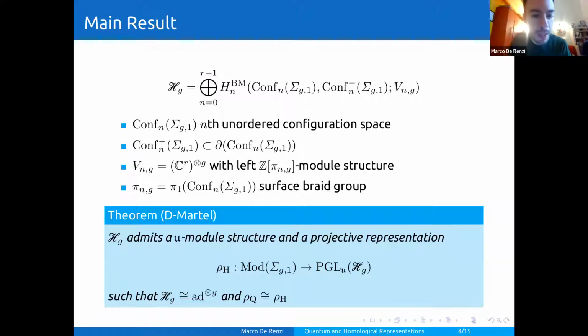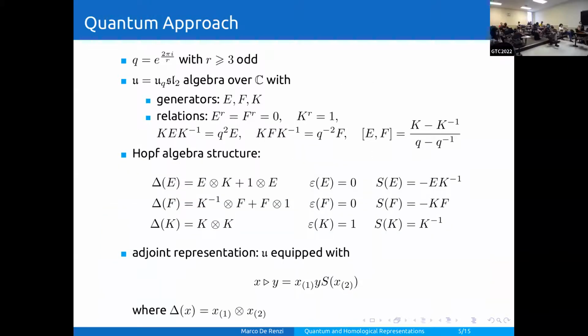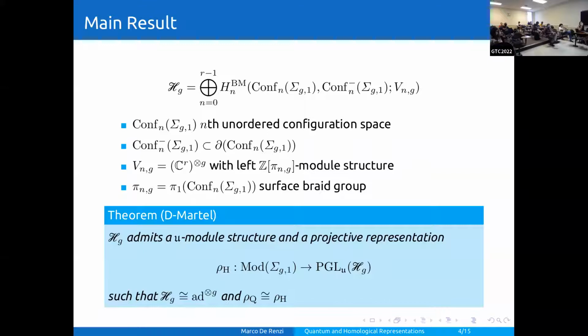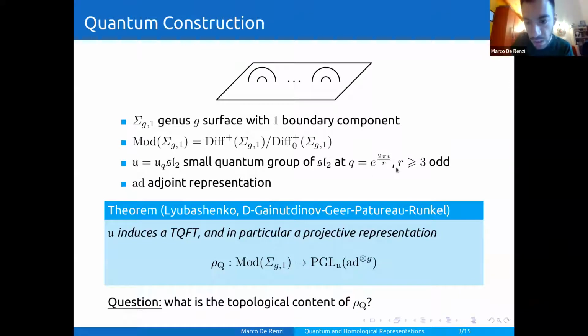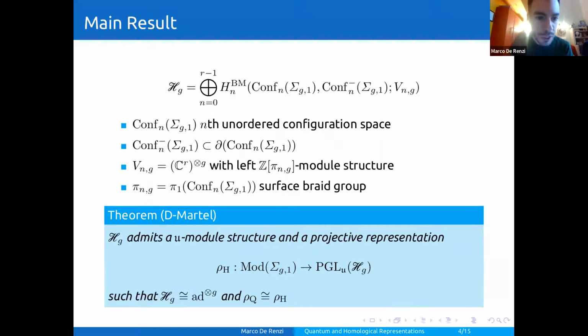Just a quick question, maybe I just missed it. What is r? Is it just a parameter you choose? Sorry, yes. r is the order of the root of unity. It was on the previous slide. Thank you, and thank you for this question. This is important. Here we are taking a direct sum that stops at r minus 1.